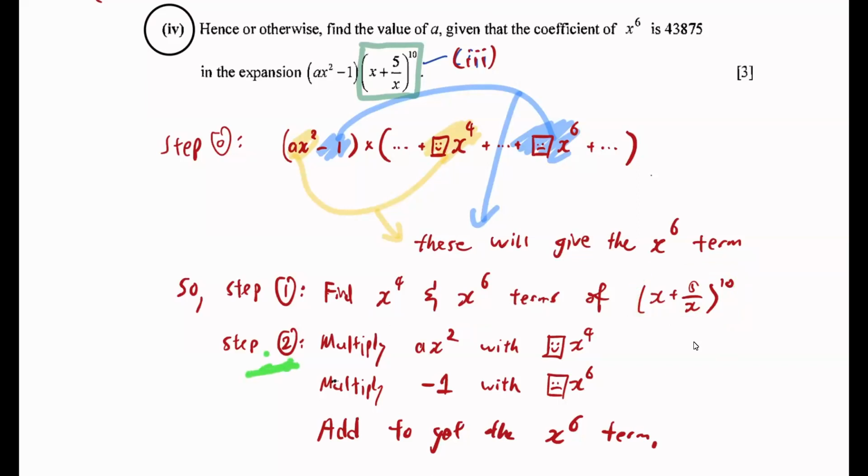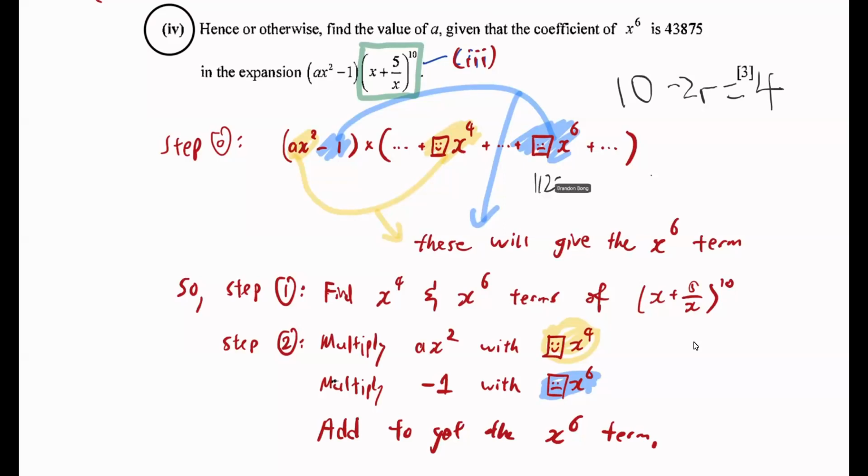Then after that, in step 2, you need to multiply the ax squared, the yellow one, with the term that you found, the x power 4 term, with a happy face. Maybe I highlight in yellow. And then you multiply the other blue color term, the -1, with the sad face. The -1 here, multiply with that other term. Okay. Then from there, you get x power 6 for the first one and x power 6 for the second one, add them together, and you get your coefficient for the x power 6.